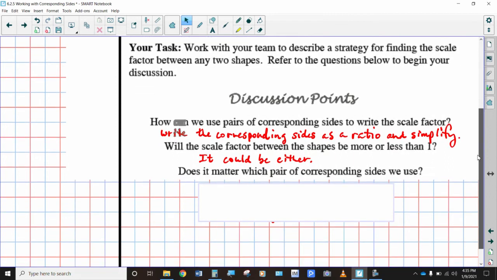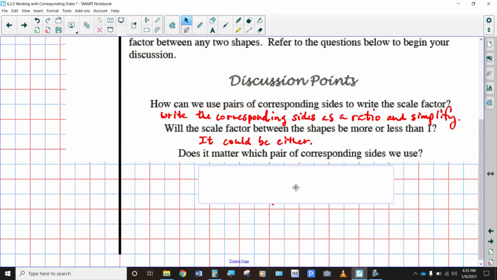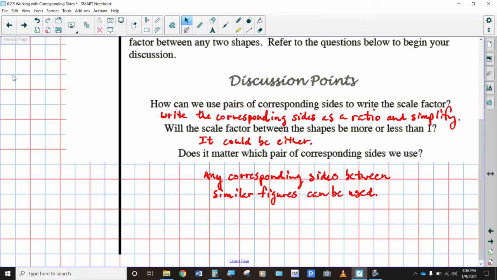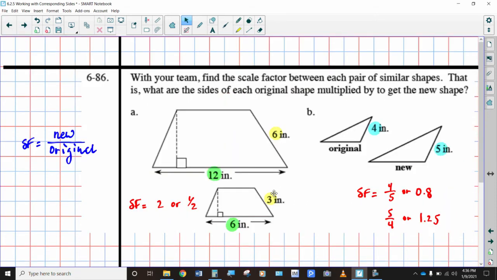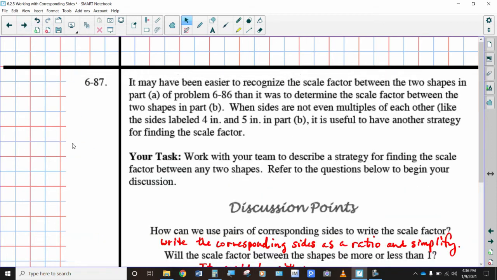And then does it matter which pair of corresponding sides we use? And the answer to that, as we saw with example A, is no. Any sets of corresponding sides can be used, right? Any corresponding sides between similar figures can be used. So here we could have used 6/3 is equal to 2 or 12/6 is equal to 2. If we knew what these were, we could have used those.